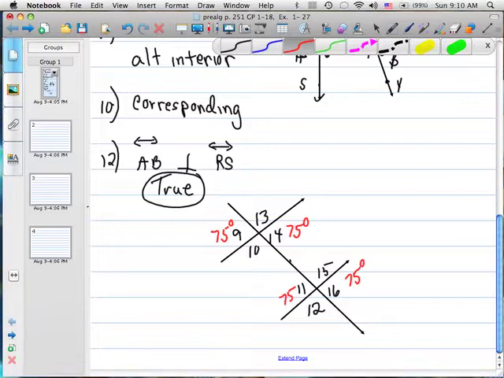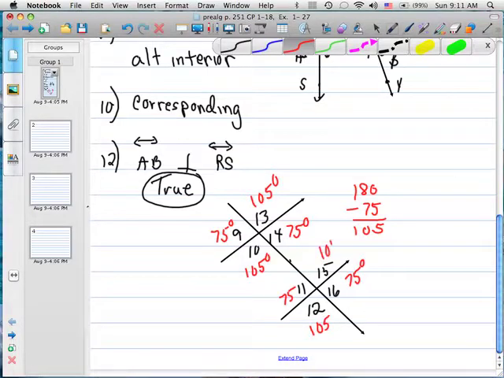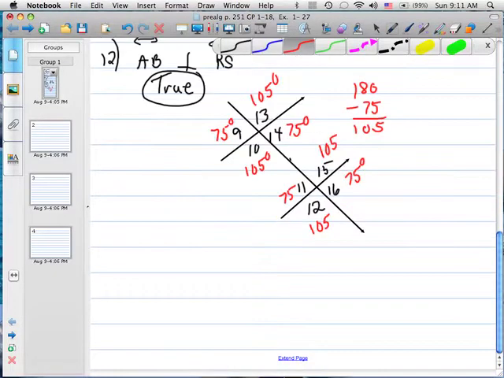13 and 9 make a straight line, they're supplementary, so if I take 180 minus 75, I get 105, so 13 is 105 degrees. It's vertical to 10, that's 105 degrees. 10 and 12 are corresponding, that's 105. And 12 and 15 are vertical, that's 105. So I have all my angles and I can do all my answers.